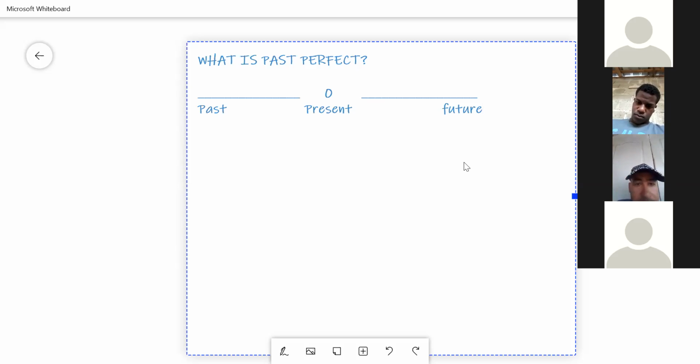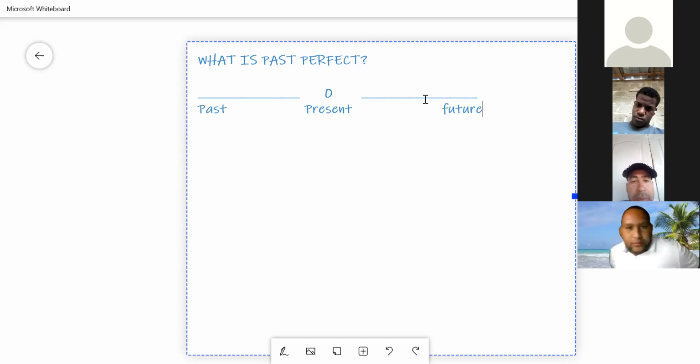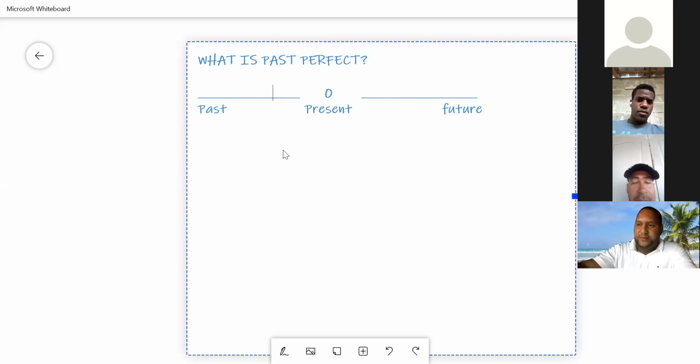People believe that this is the only time that we have. No. Between the past and the present, we have other times. Between the present and the future, we have other times, right? Now, let's think about this. What is the closest past to the present? This is a difficult question. Which is the closest past to the present?